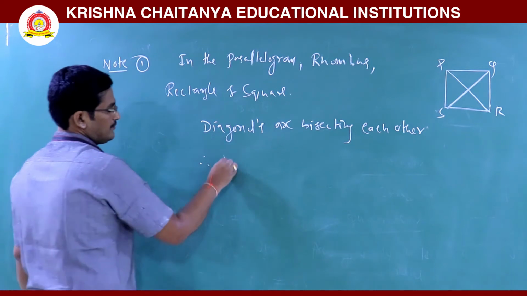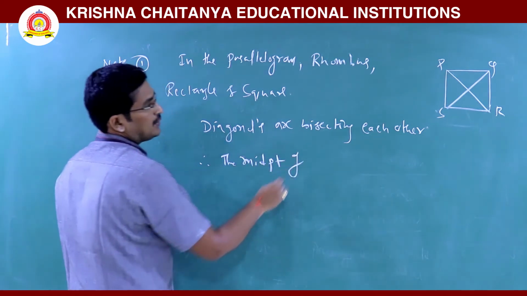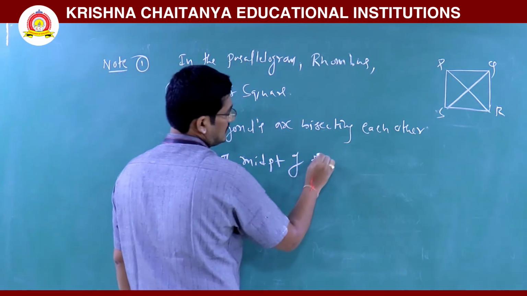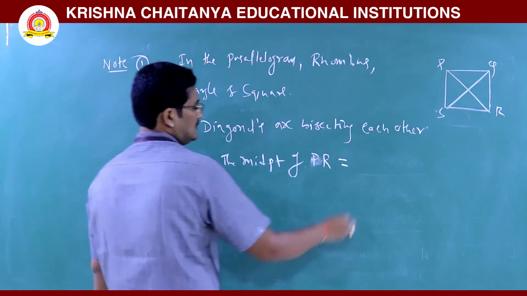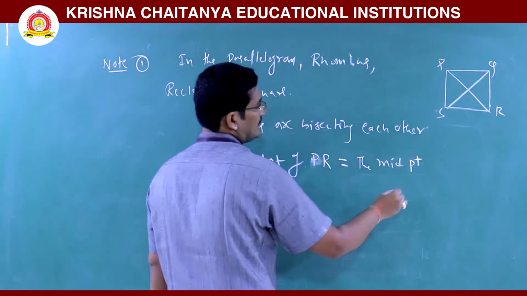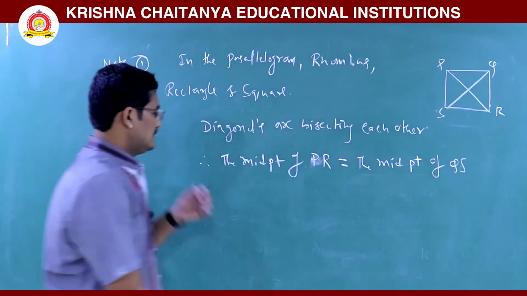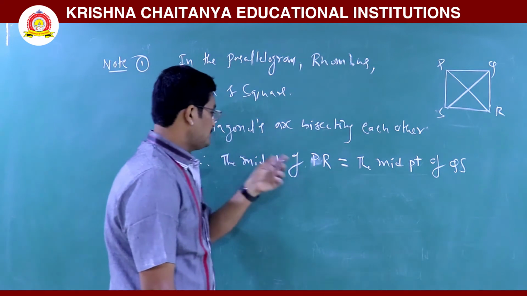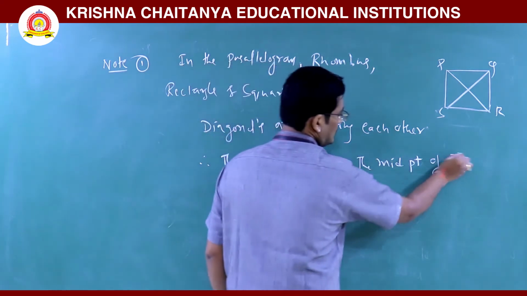So therefore, the midpoint of PR is equal to the midpoint of QS. The midpoint of the line joining P and R is equal to the midpoint of the line joining Q and S. You have to remember this one.